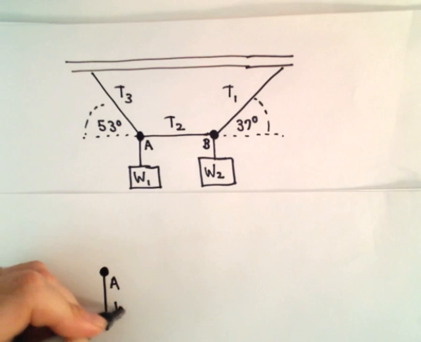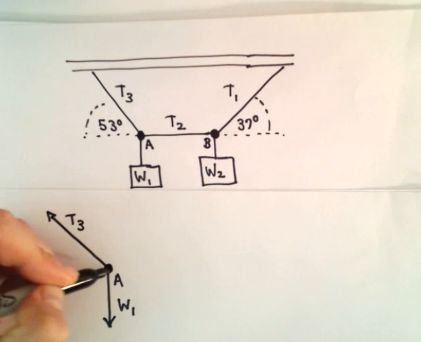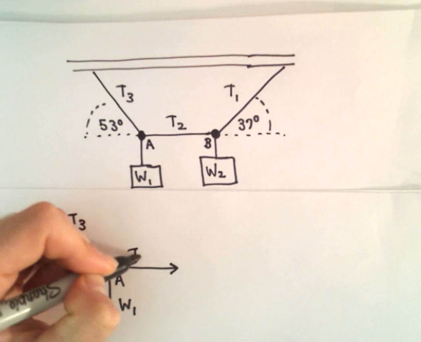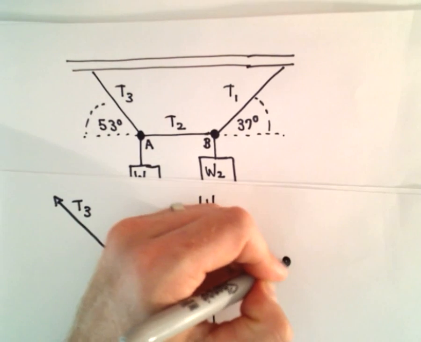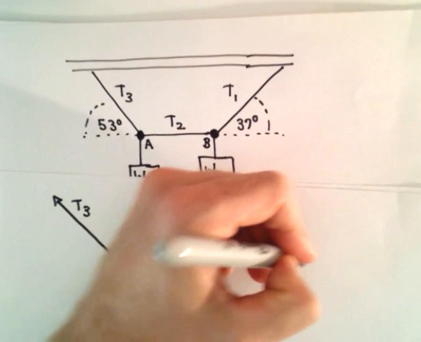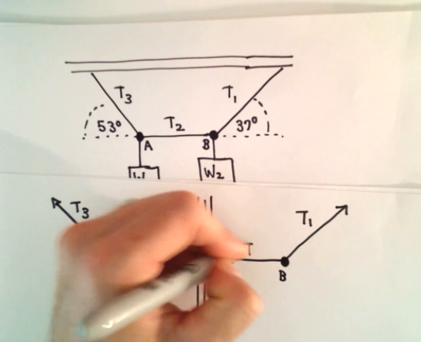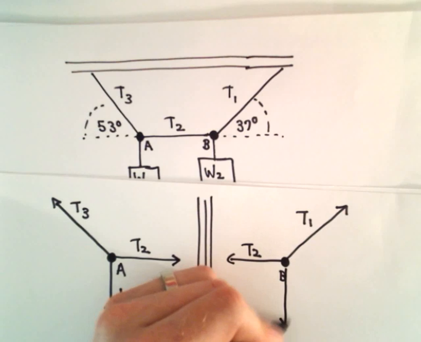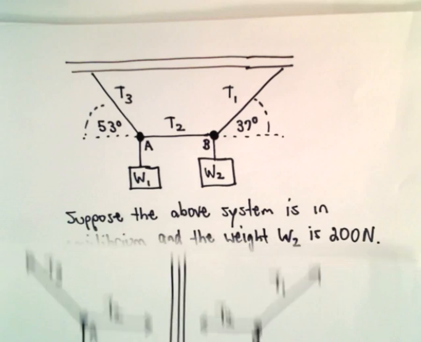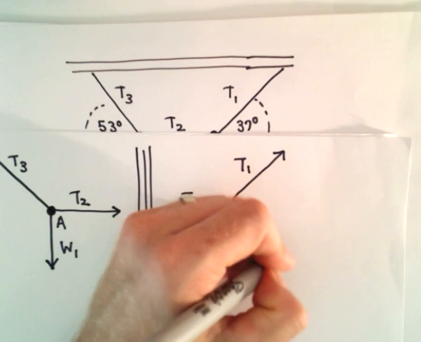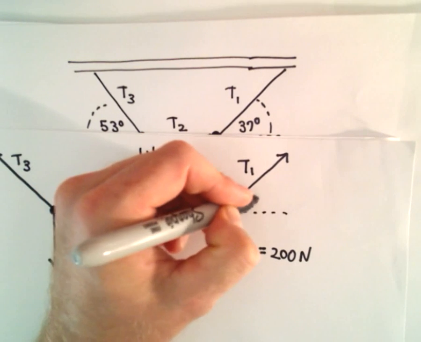So we've got the weight acting, W1. We have our tension here, T3. Then we have our other tension here, T2. And then we've got our other diagram here. So here's the point B. We've got our tension T1. Again, we have the tension T2. And we have the weight W2. But we're told that the weight is 200 newtons.